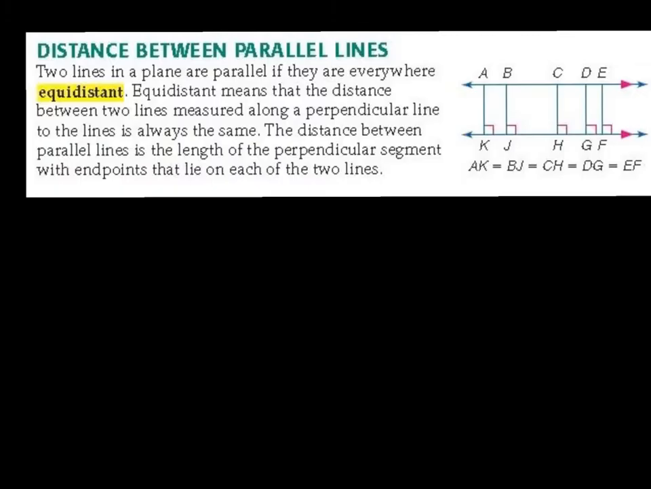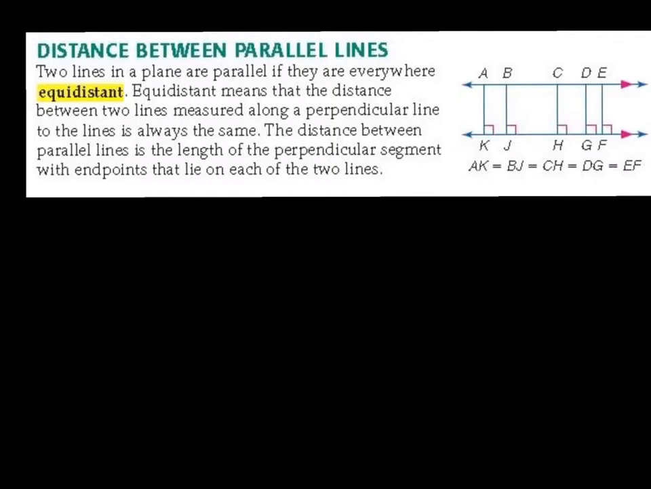The distance between two parallel lines is the distance between one of the lines and a point on the other line. Recall that the locus is a set of all points that satisfy a given condition. Parallel lines can be described as the locus of points in a plane equidistant, equal distances, from a given line. In a plane, if two lines are equidistant from a third line, then they are parallel to each other. Two lines in a plane are parallel if they are everywhere equidistant. Equidistant means that the distance between the two lines measured along a perpendicular line to the lines is always the same.